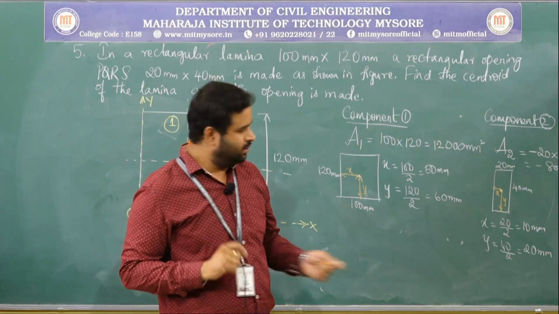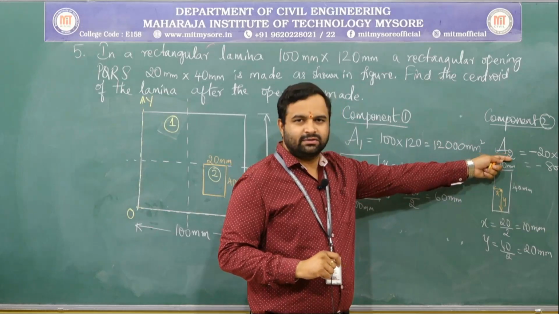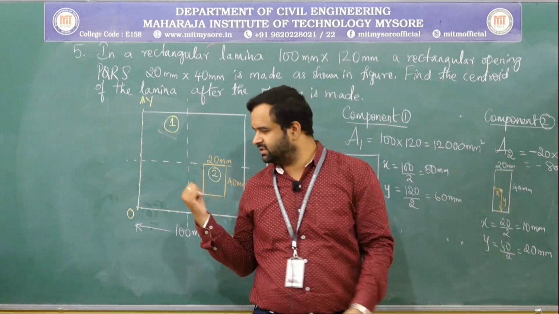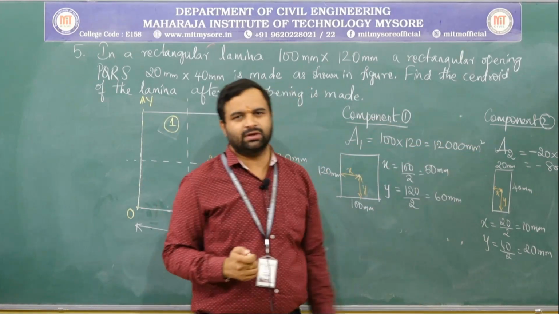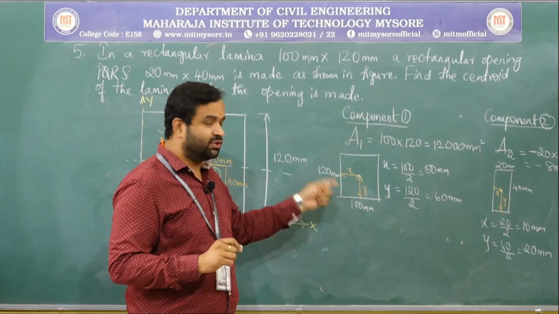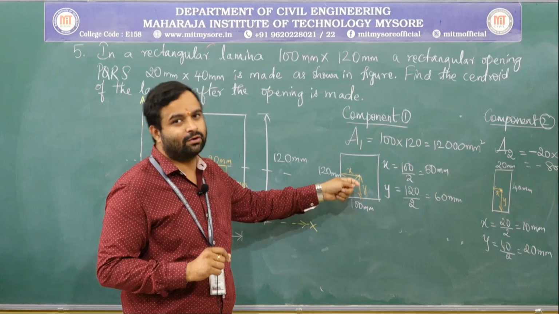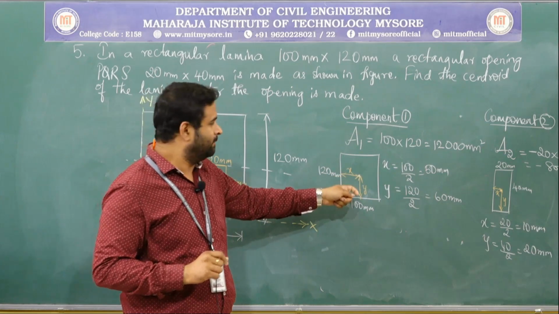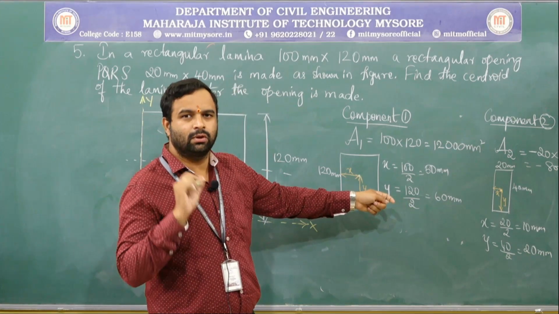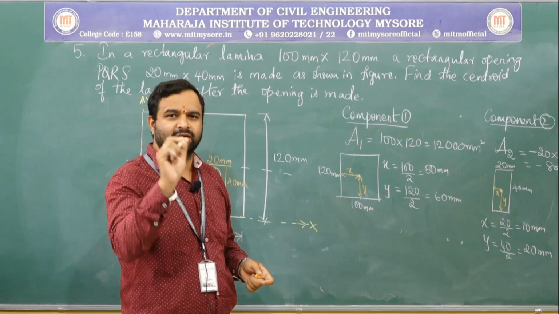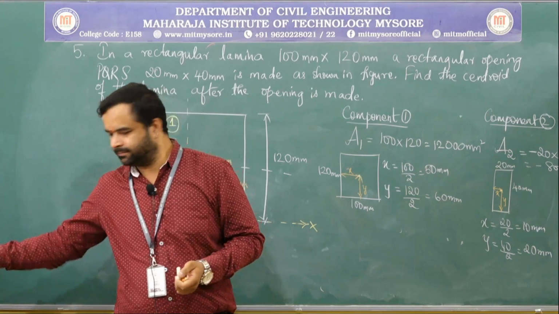So, based on that, the signs of x and y need to be written, but the area has a negative sign because it is an opening made. Again I repeat, this particular step is not required, but it gives you a clear picture in order to write the centroids of the individual components. Taking this as a hint, you need to try to measure the centroid with respect to the reference axis or the coordinate axis. Okay? Let me write the table.